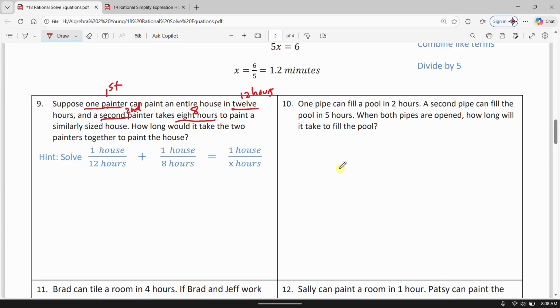So you write it down. Then you're going to set up how long it would take for two painters together to paint the house. So this is the first painter. You're going to have 1 over 12. That's the first person. And then for the second person, he paints one house in 8 hours. That is always going to be equal to 1 over x.